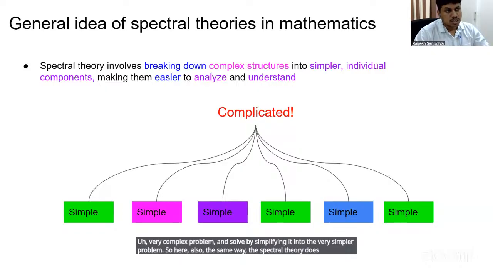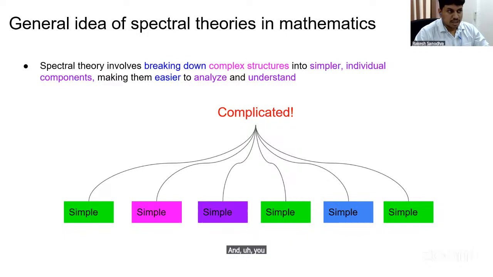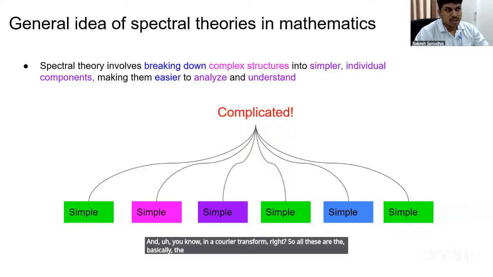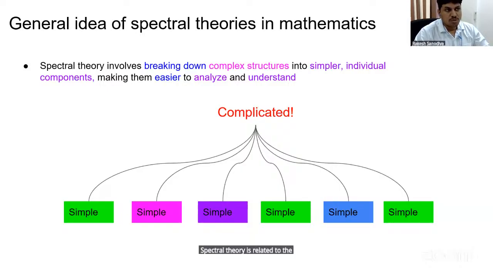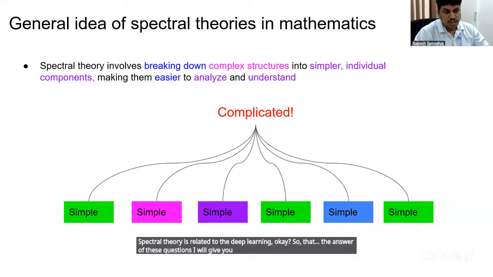Now the question is, where do you use this spectral theory? Spectral theory is used in support vector machines, singular value decomposition, and the Fourier transform. All these are applications where you can find the spectral theory concept. So how is spectral theory related to deep learning? I will give you the answer to this question after two or three minutes.